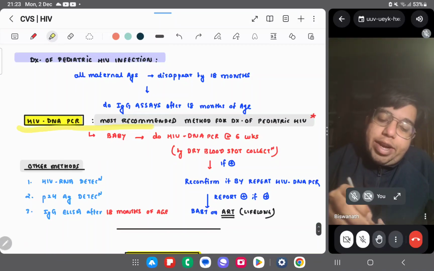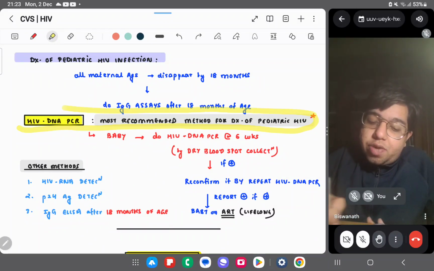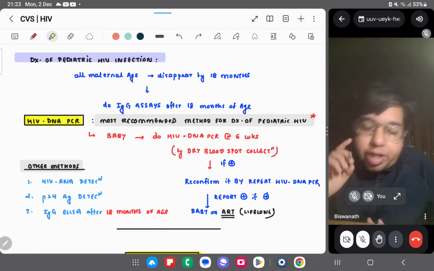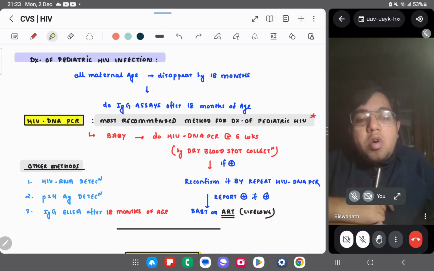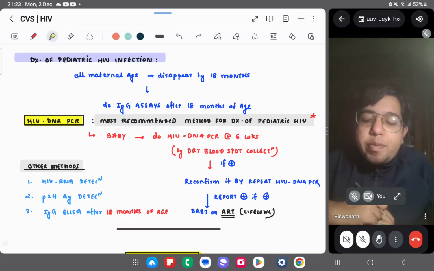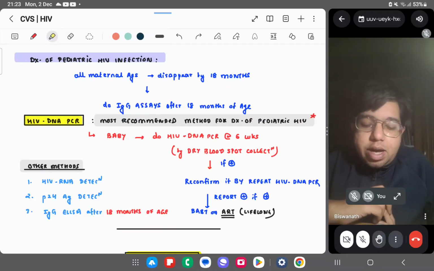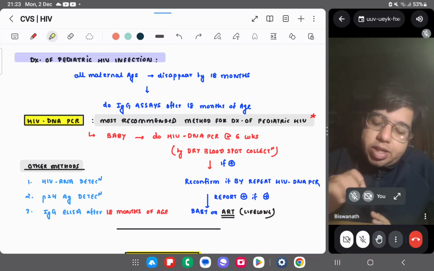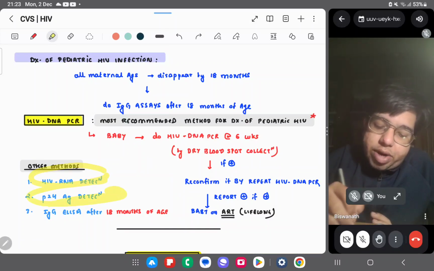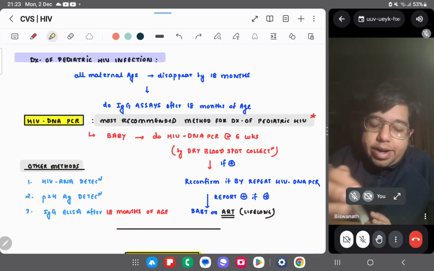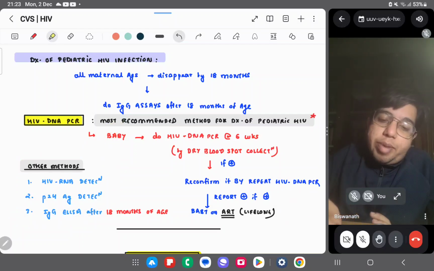So HIV DNA PCR is the most common method for diagnosis of pediatric HIV. Okay, many modalities are there for pediatric HIV, but HIV DNA PCR is the good option, right? And other methods we can have are HIV RNA, P24, IgG ELISA, right? These methods are also used for pediatric HIV.